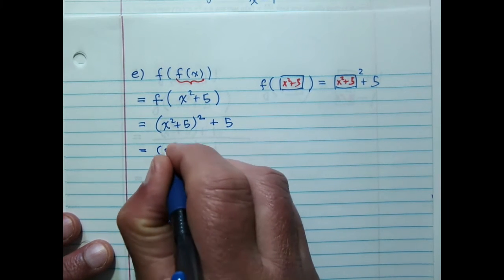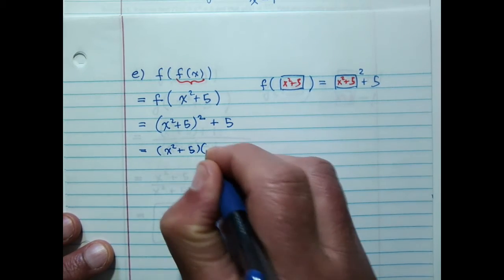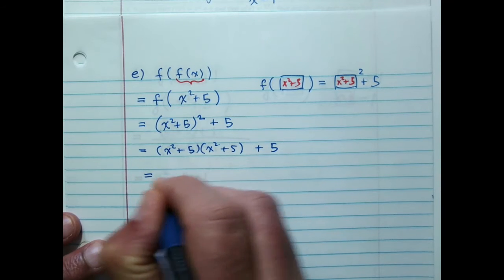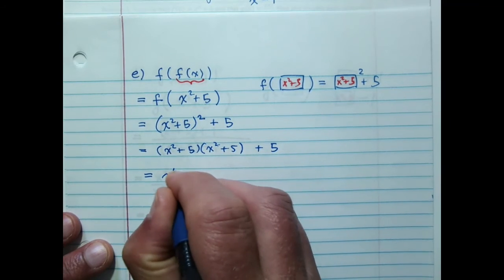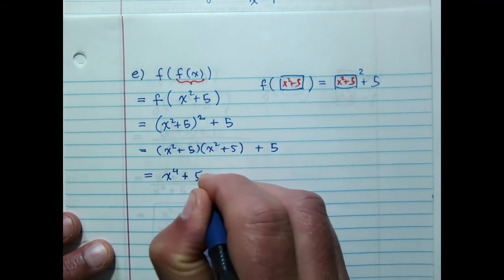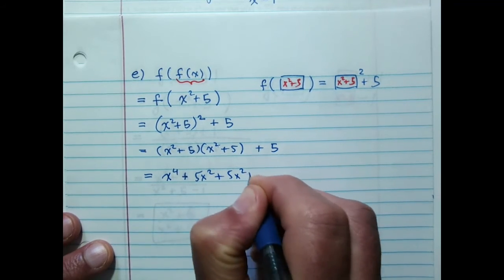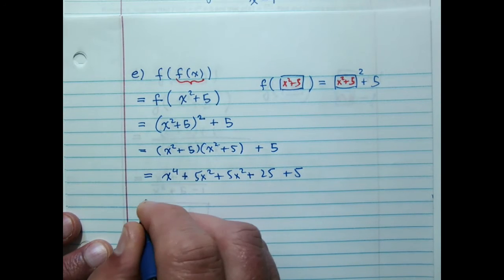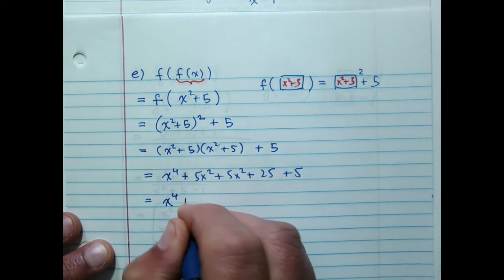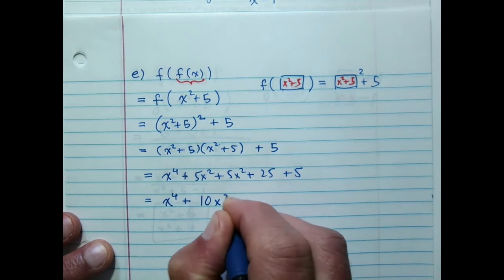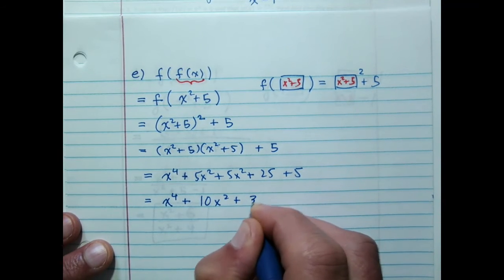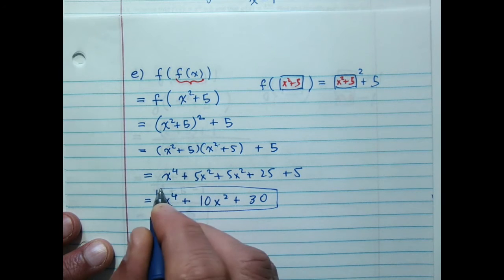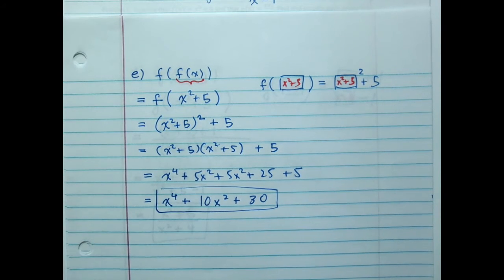Now, if I multiply this out, what do I get? I get x squared plus 5 times x squared plus 5 with a 5 added on. So that's x to the 4th plus 5x squared plus 5x squared plus 25 plus 5. 5 times 5 is 25. So this would look like x to the 4th plus 10x squared plus 30. Looks totally different when I multiply it out. I kind of like it better at that earlier stage.